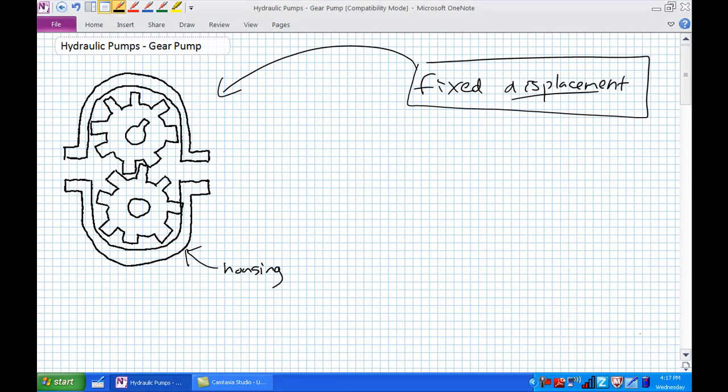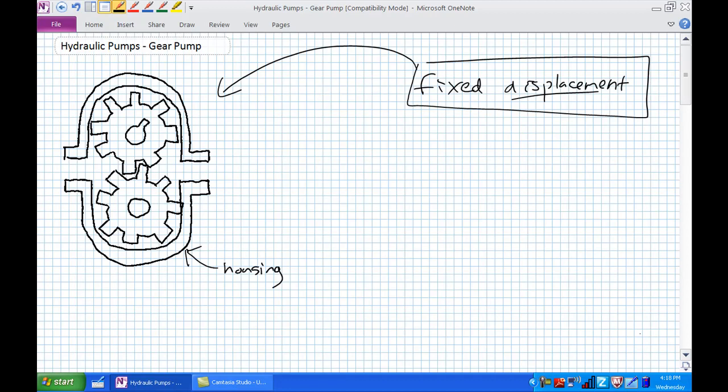And the purpose of the housing is very much like your skin, is to keep all the goo that's inside of you from leaking out everywhere. And that's the same thing for the housing. And inside the housing is some internal components that are pretty key. Quite obviously, what's inside a gear pump?